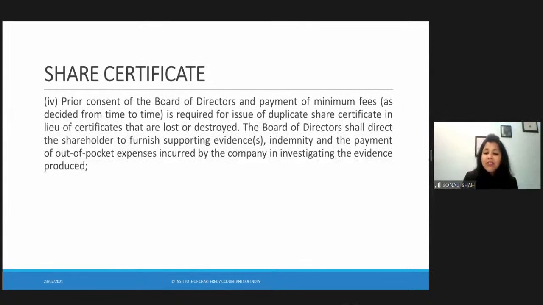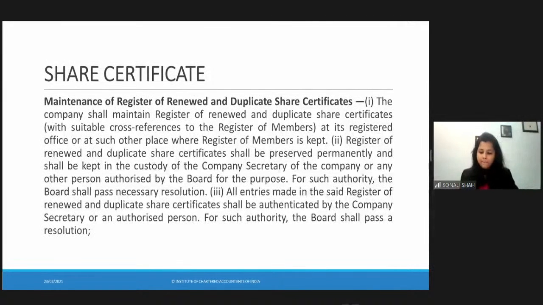That is why we have a provision of indemnity. So in case a duplicate share certificate is issued and somebody comes up with the original share certificate, the rights will be protected, right? So are you able to understand this concept of indemnity here?